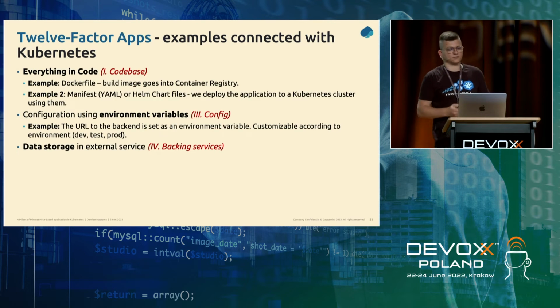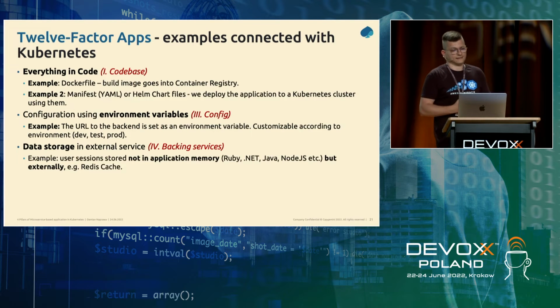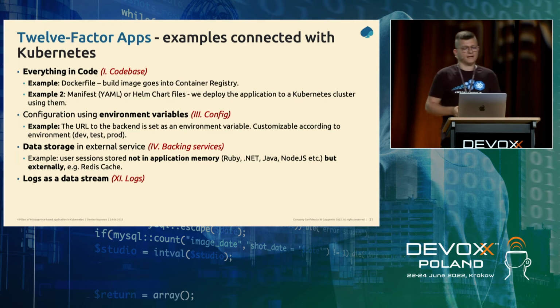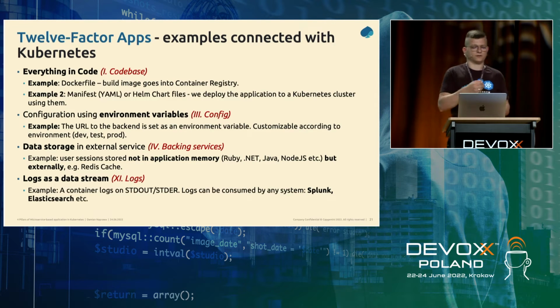The next thing is data storage in external services. We do not store the user sessions in application memory, like .NET, Java, or any other technology, but we are moving it to an external service like Redis cache. The next principle, most important in my opinion, of course you can have a different view: logs as a data stream. That's something we already covered, that our application should log to stdout, and then the logs can be consumed by some external system.